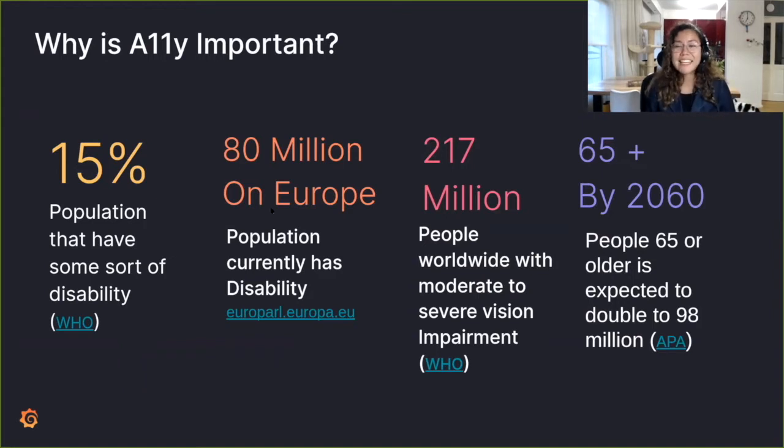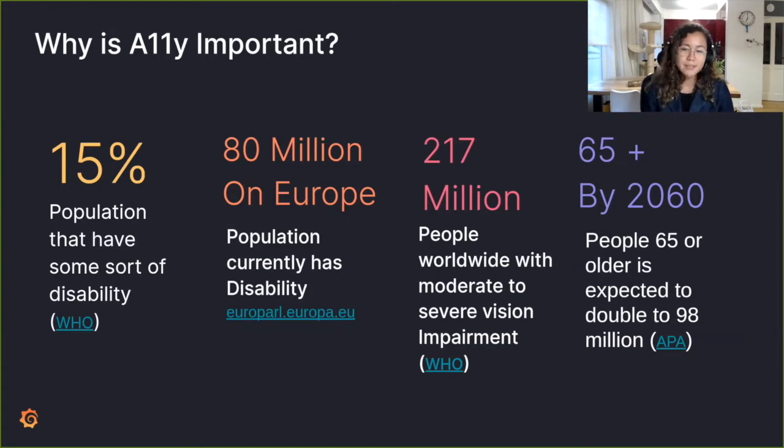Why is accessibility important? Let's begin with this. Did you know that 50% of the population have some disability nowadays? 80 million people are in Europe. 270 million people have some visual impairment, from moderate to severe. And by 2060, the number of people who are 60 plus is going to double, so 98 million.